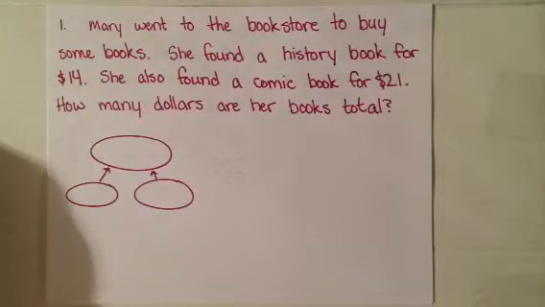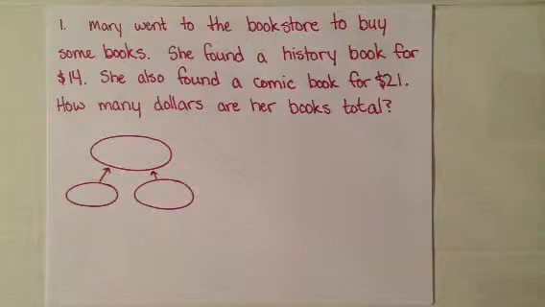Let's look at our first problem. Mary went to the bookstore to buy some books. She found a history book for $14. She also found a comic book for $21. How many dollars are her books total? This is a join or a combination problem.